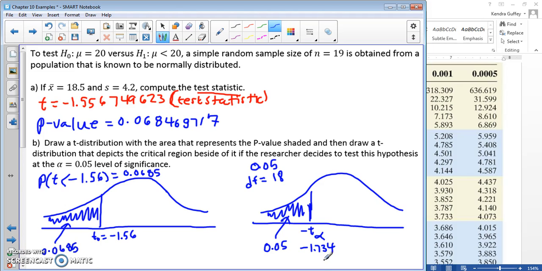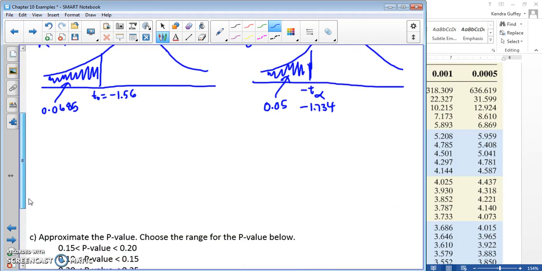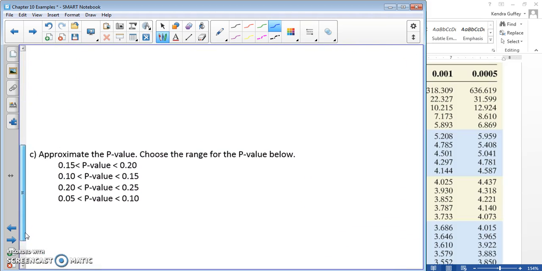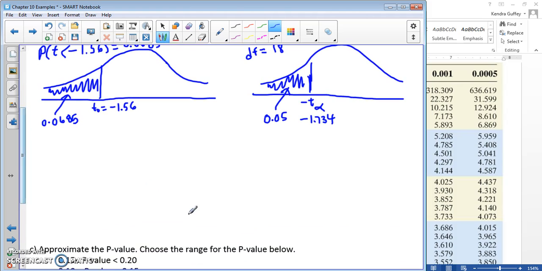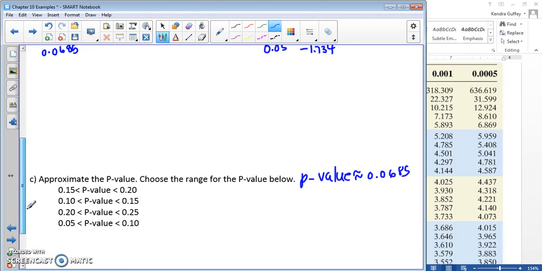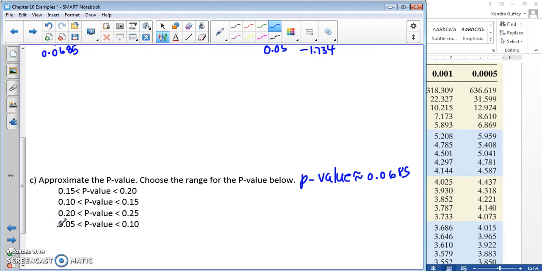So again, remember that the p-value is the probability of obtaining a sample mean, in this case, as extreme or more extreme than the one that you calculated from the sample. Okay. So C asks us to approximate the p-value. So our p-value is, let's write that down here. So we just want to pick the range that it's in between. So it's in between this last range here.